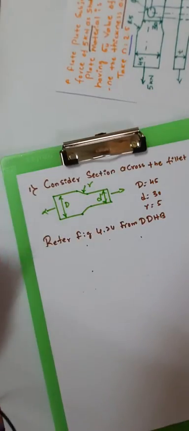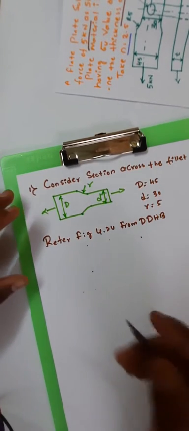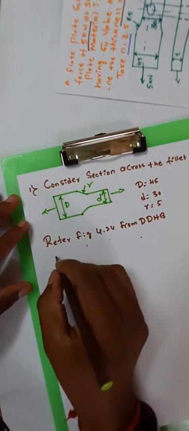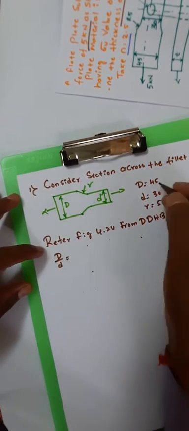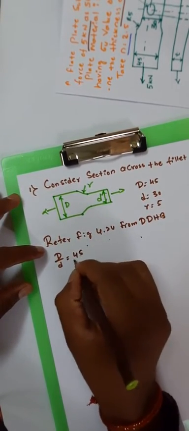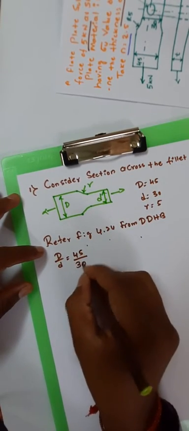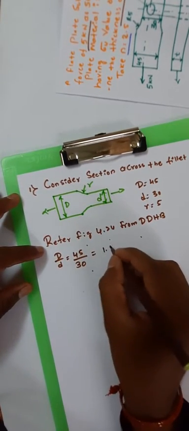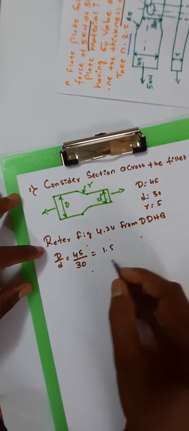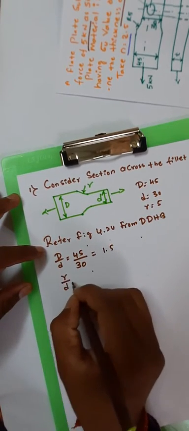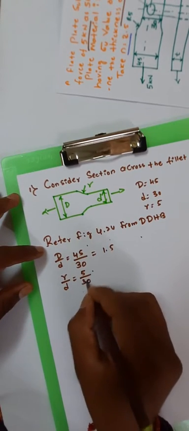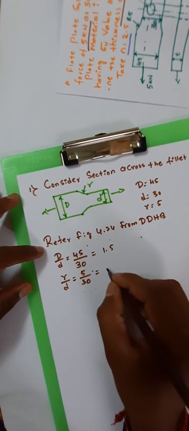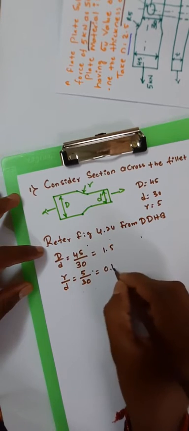Okay, so now we need to find out the ratio. Capital D by small d is equal to, capital D is 45 mm, divided by small d, 30. If you simplify this, you will get 1.5. What is r by d? r is 5 mm, and small d is equal to 30 mm. If you simplify this, we will get 0.16.